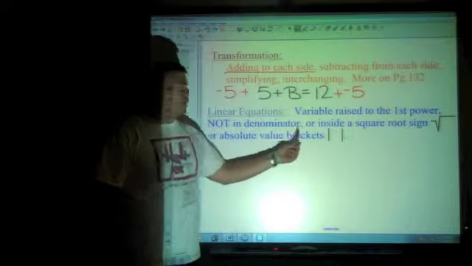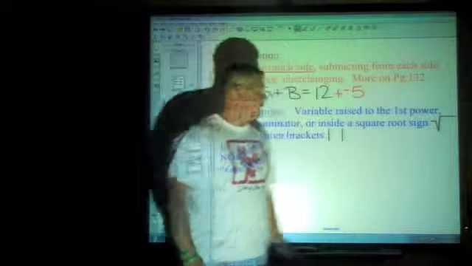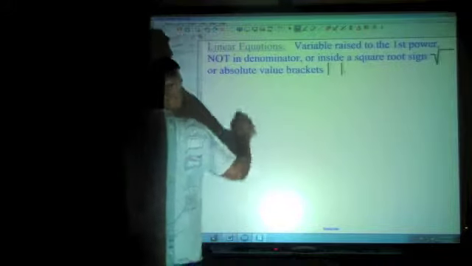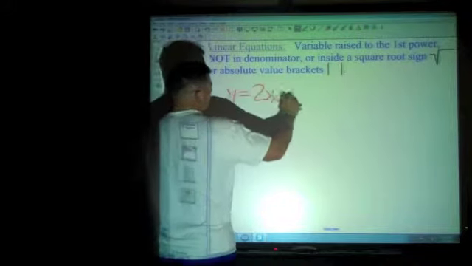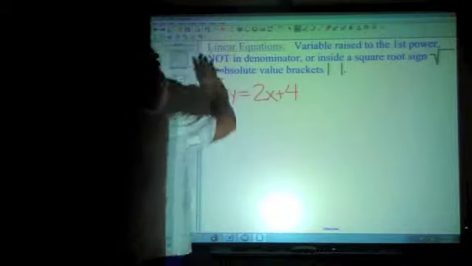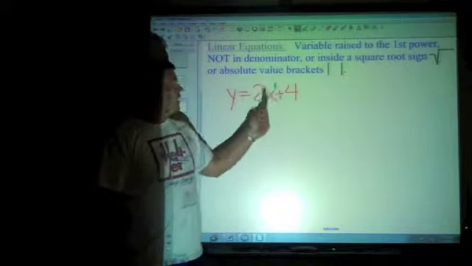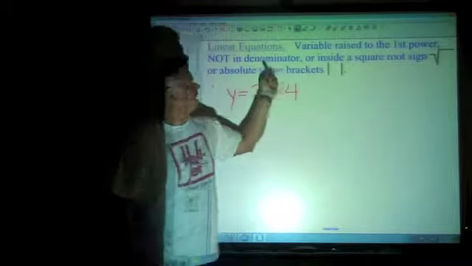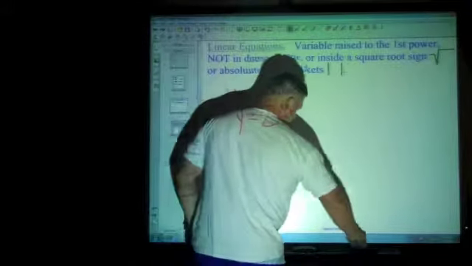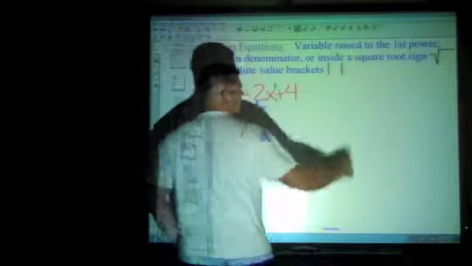You're not going to have the variable in the denominator. You're not going to have a variable inside the radical, the square root sign, and you will not have a variable inside the absolute value brackets. So for example, we might say y equals 2x plus 4. This would be acceptable because it fits all the descriptions of a linear equation. There is an exponent of 1, even though we don't typically write it, there is no variable in the denominator, we have no variable inside a radical, and we have no variable inside an absolute value bracket. So this would be a good linear equation. These would not be linear.